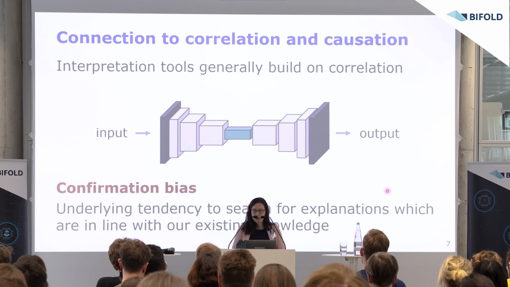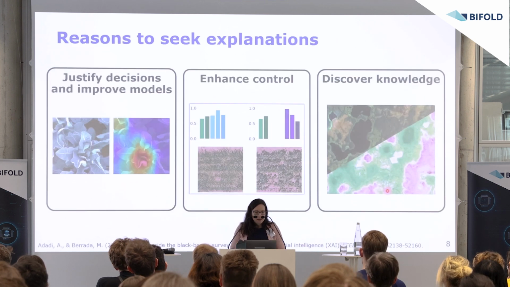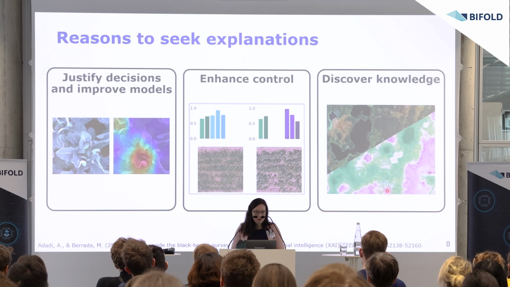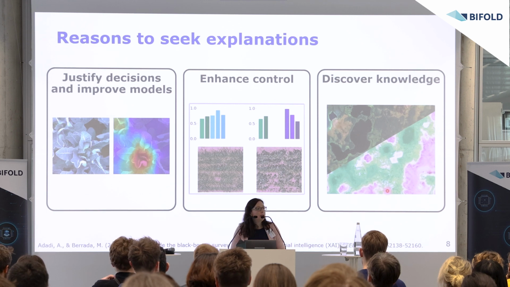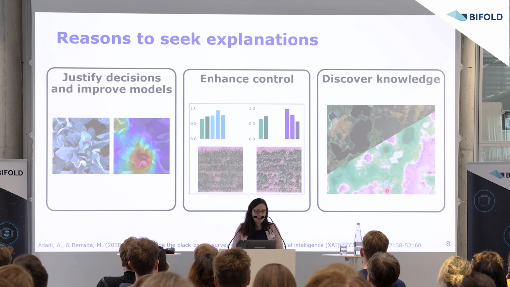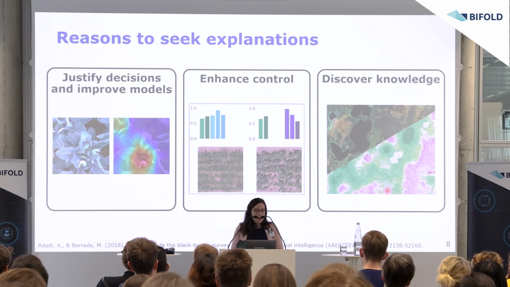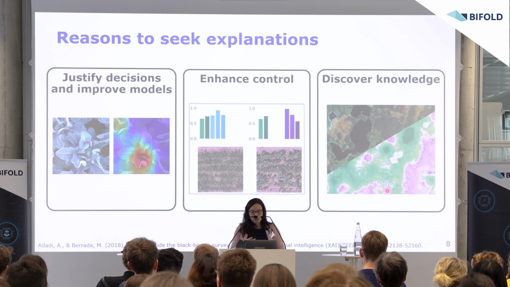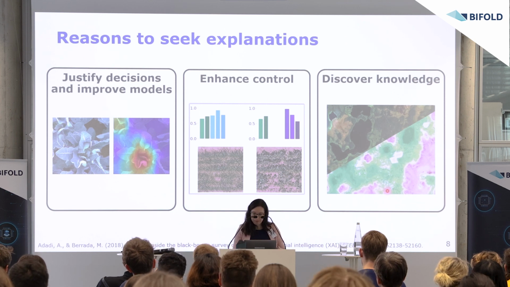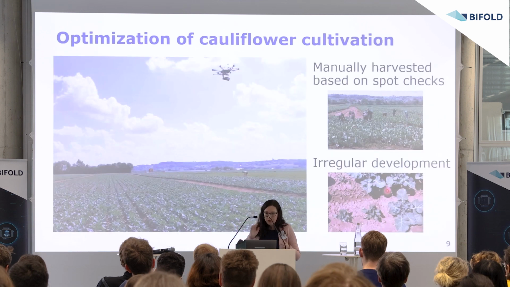This is nothing bad, but we need to keep this in mind when we use explainable machine learning tools. I want to structure my talk into three parts, showing you different applications where my team and I used explainable machine learning, organized by reasons to seek explanations. The first one is to justify decisions and improve models. We can enhance control, and we can discover knowledge. So let's start with the first application.